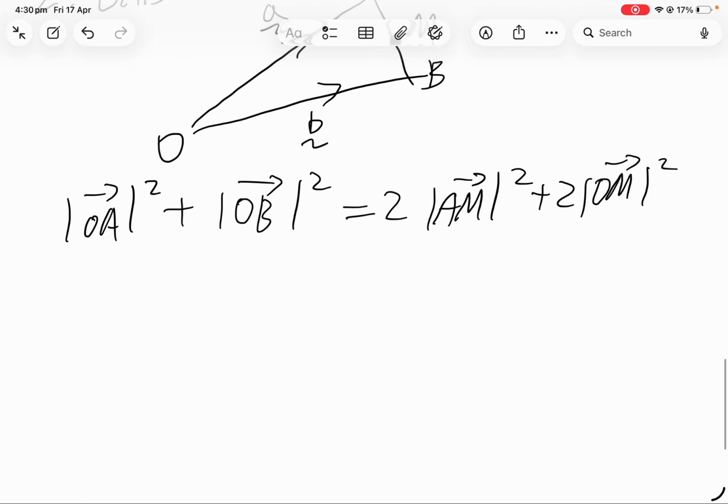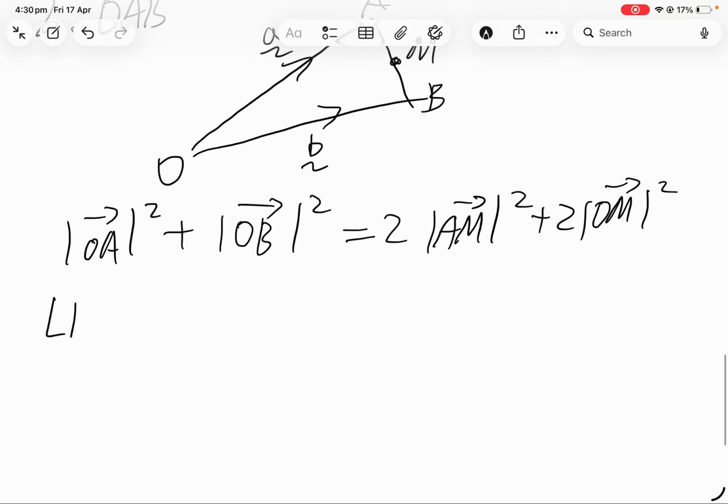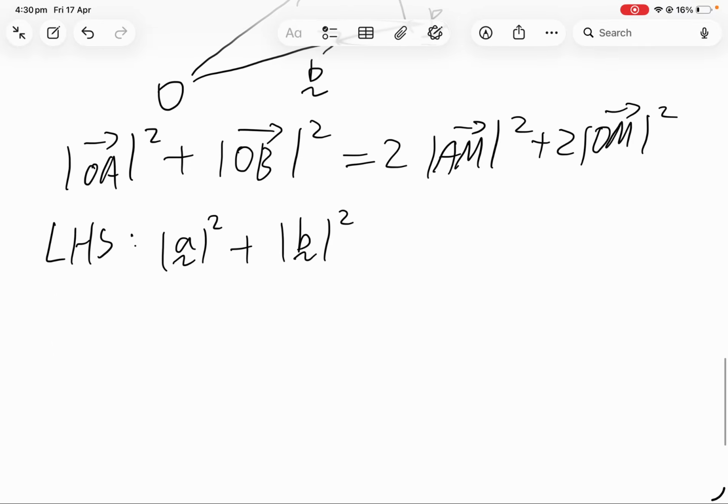So we're gonna work from the equation. On the left hand side, we get just a plus, well, that's just vector b. So we can't really change that anymore. So we're gonna start from the right hand side, which is 2.